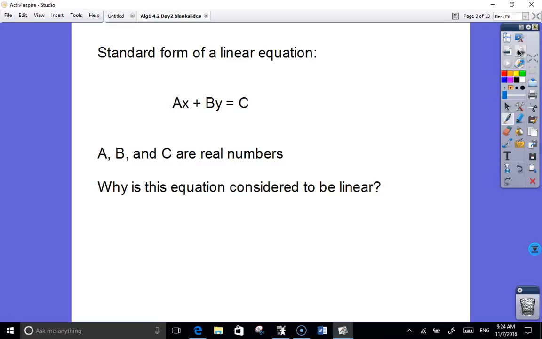So again, why would we consider that to be linear? I just said it in the homework. Believe there will be questions on the test like, what is it that makes an equation linear? Yeah, the exponents are 1, right? We know then that the graph will have the shape of a straight line.